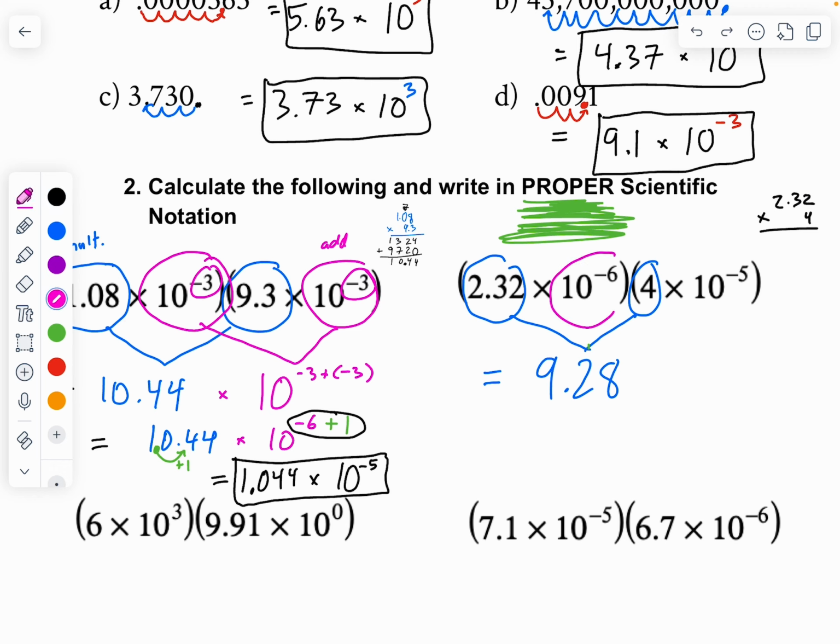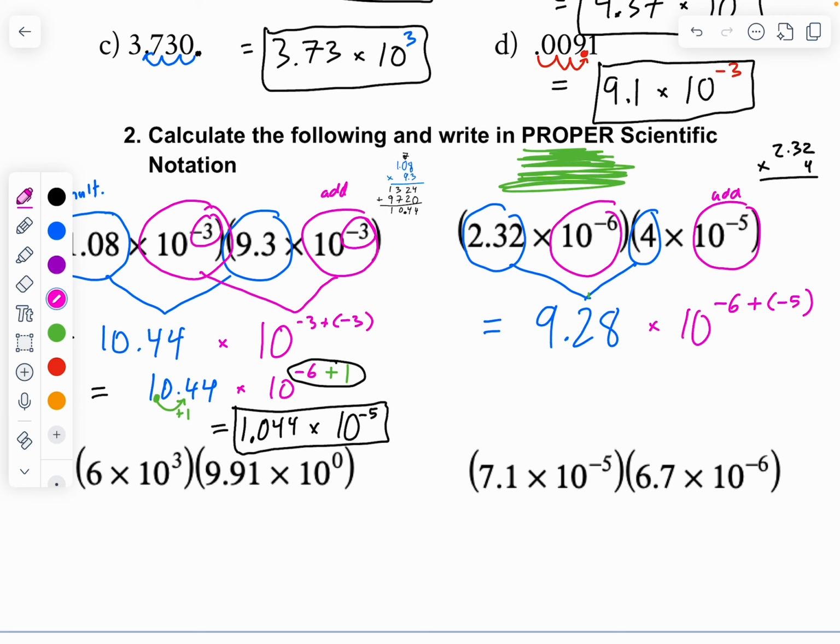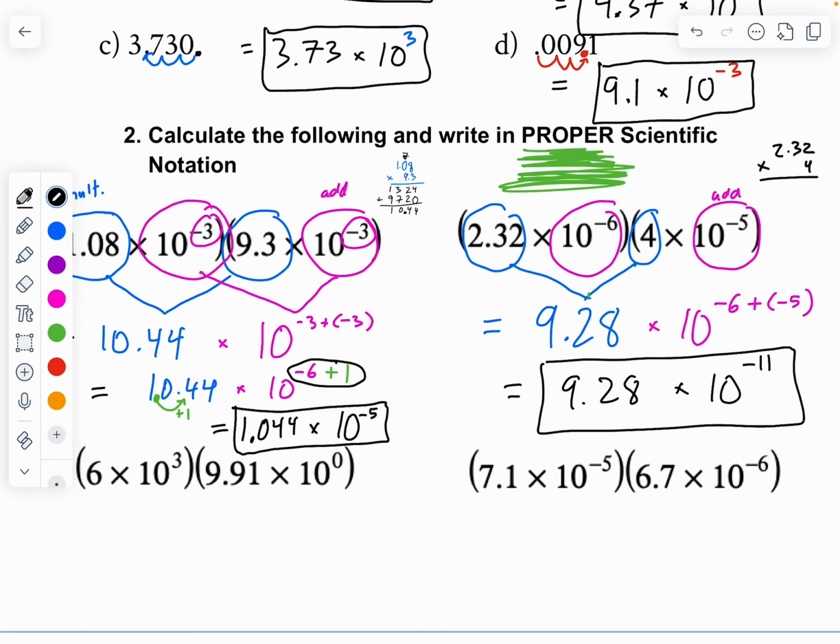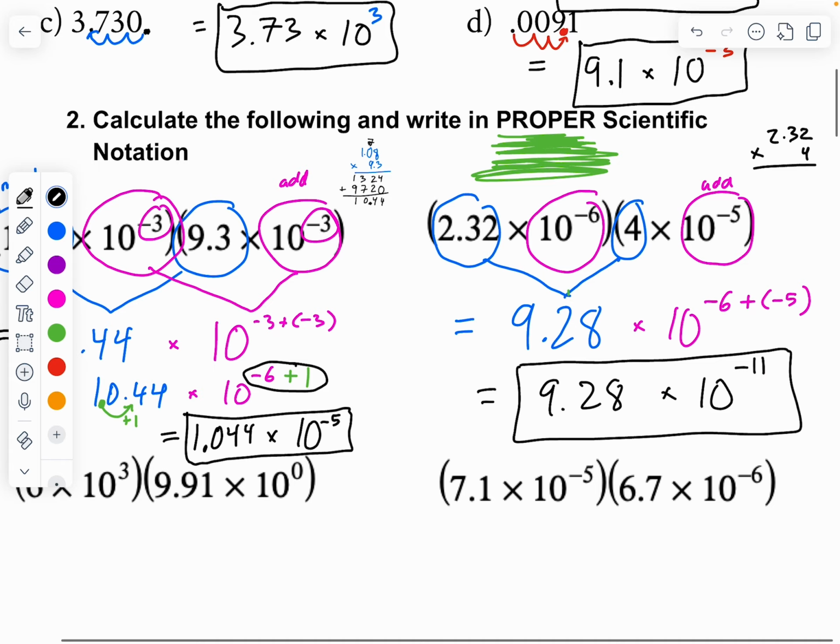Now, all we need to do is the product rule. Product rule means I'm going to add -6 plus -5. Now, what does -6 plus -5 mean? -6 plus -5 means I'm going to do -6 minus 5. Final answer, -11th power. Hey, good news. We can actually make sense of what we're even doing.